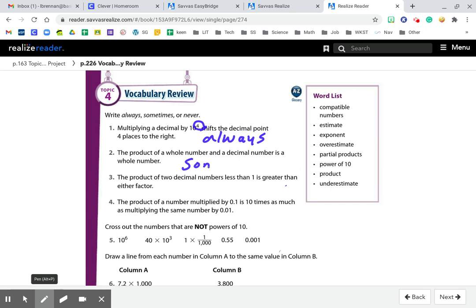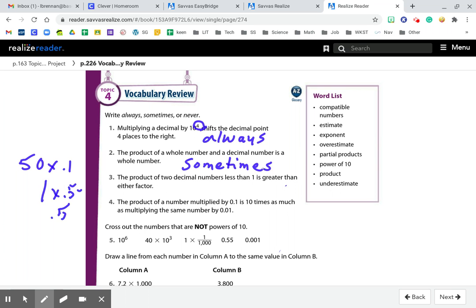Sometimes. So let's take a look. The product of a whole number, like 50, and a decimal point, 0.10. When would it not be a whole number? Well, if you have 1 times 0.5, you're going to have 0.5. So it's not always going to be a whole number, but sometimes.